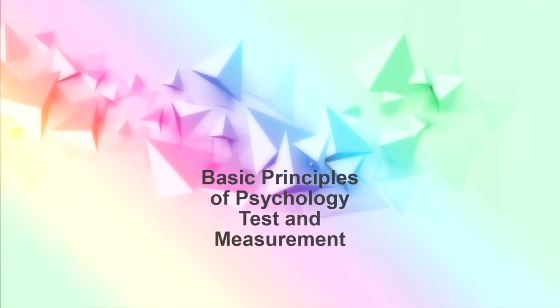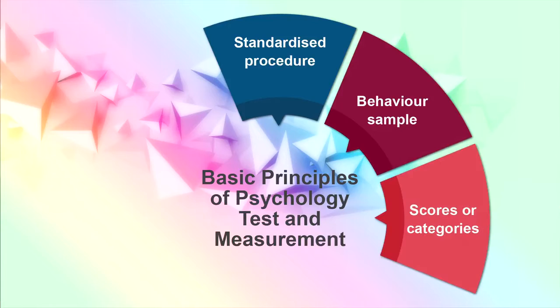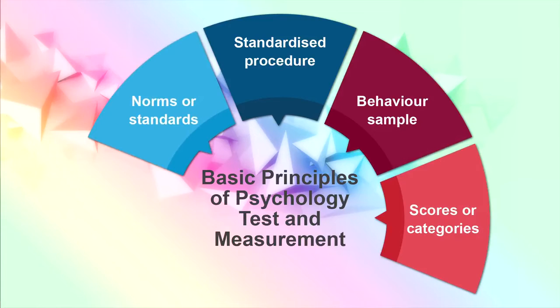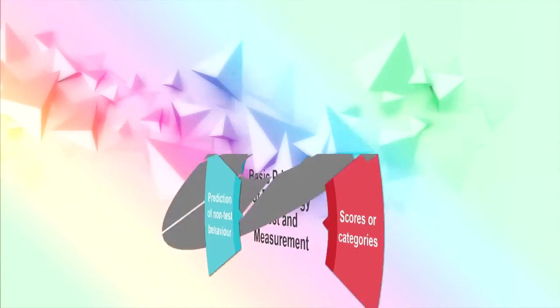In summary, most psychology tests possess these defining features: standardized procedure, behavior sample, score or categories, norms or standards, and prediction of non-test behavior. These also become the basic principles in making a psychological test and measurement scientific and significant from academic perspectives. Sounds confusing? Don't panic. Let us look at these principles one by one.